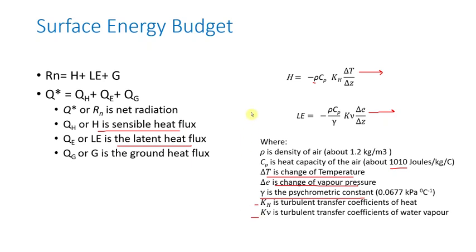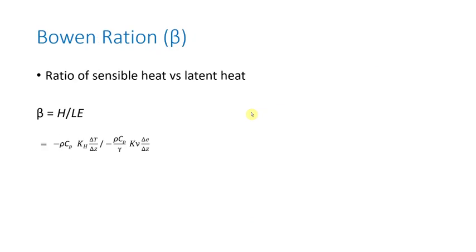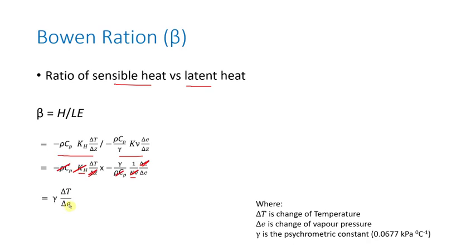So now we can compute the Bowen ratio. We know that the Bowen ratio is basically the ratio of sensible heat and latent heat. So beta is the Bowen ratio, H divided by LE. So we can divide these two equations. Here we can reverse the denominator for ease of calculation. And now you can see that we can divide. The only thing important to know is Kh and Kv are both identical, so we can cancel these as well to get delta T over delta e times gamma, the psychrometric constant, which is our Bowen ratio.